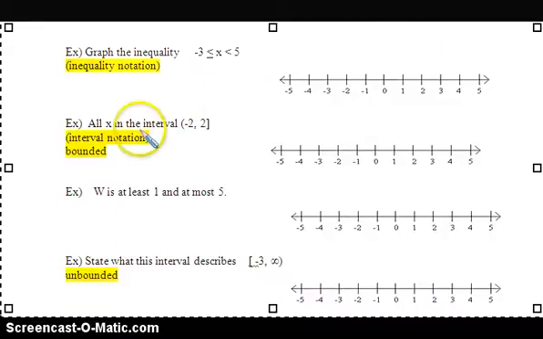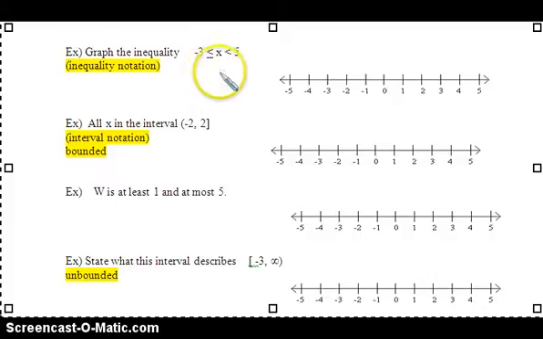Let's talk next about graphing numbers on the number line. So if I'm going to ask you to graph an inequality, I want you to tell me all of the answers that would work for this. X is greater than or equal to -3. Notice how I'm reading this. X is greater than or equal to -3. And then this way would be X is less than 5.